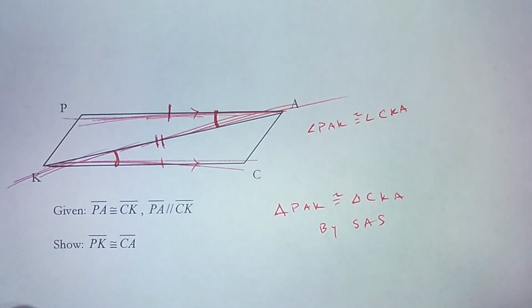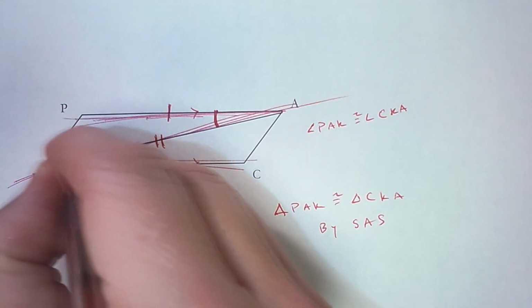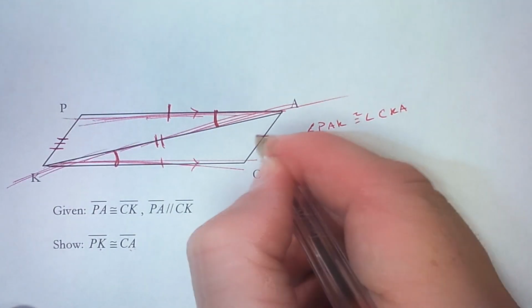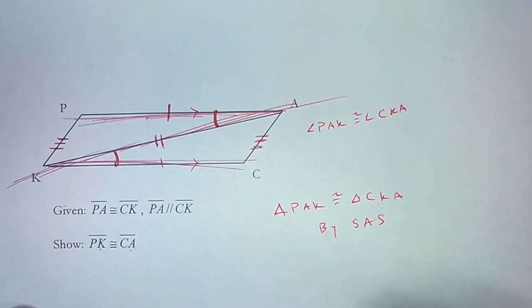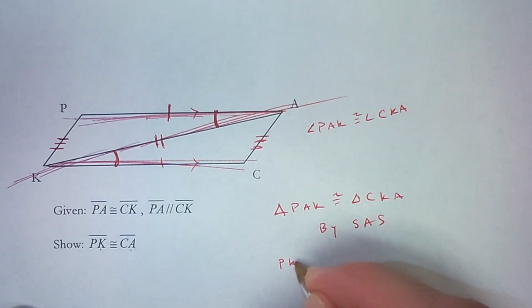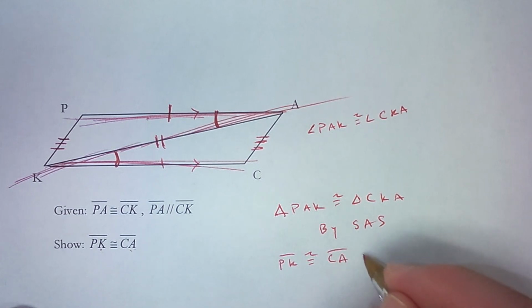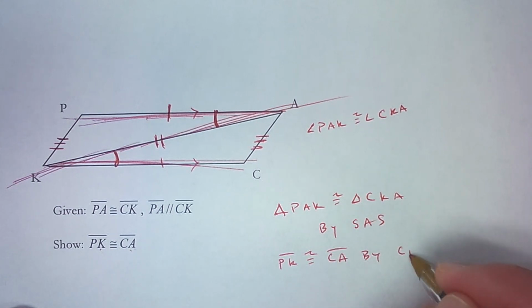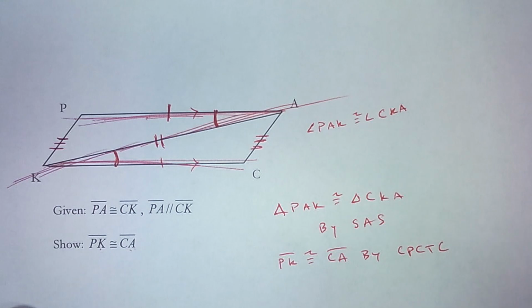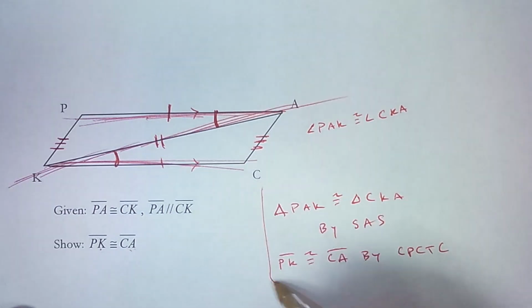And that means that any set of corresponding parts would be congruent. So PK and CA, this over here and this over here, these must be congruent. So segment PK is congruent to segment CA because corresponding parts of congruent triangles are congruent.